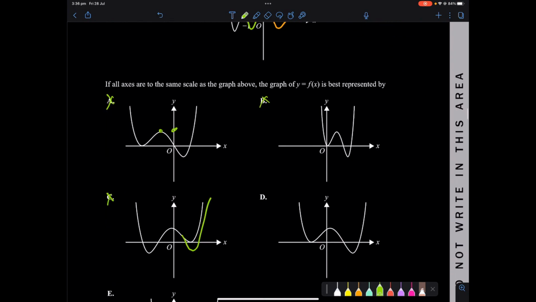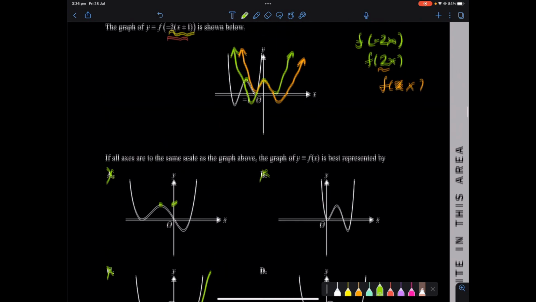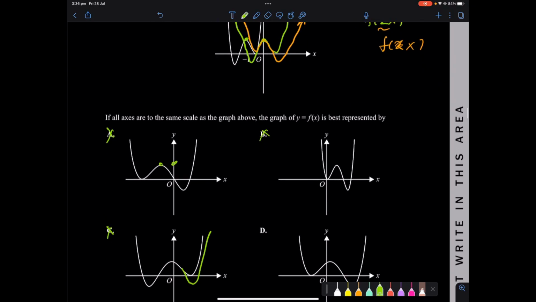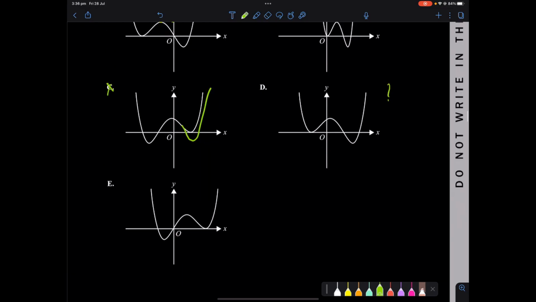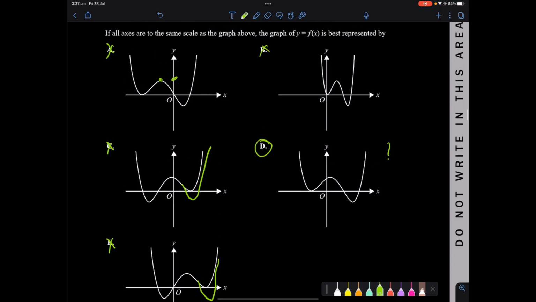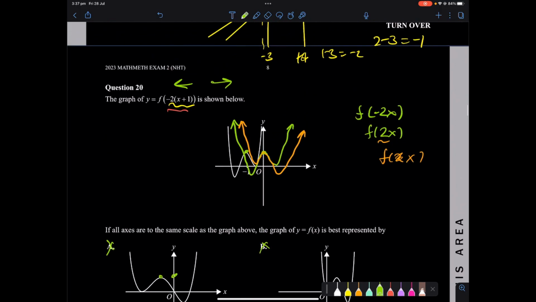Okay, D has that, as that. Looks right. Let's look at E. Okay, E is also wrong, because this is supposed to be under. So D is your answer. I hope that is right.